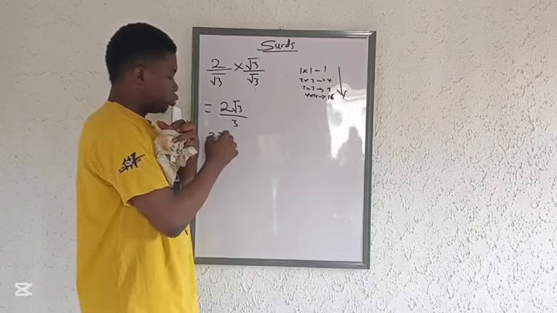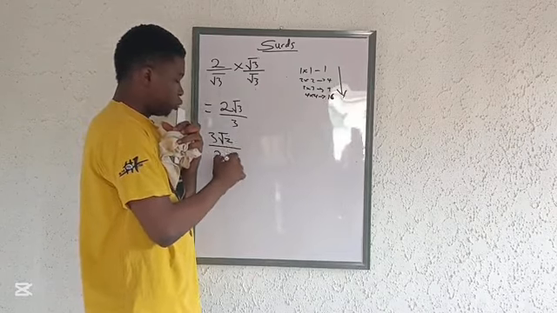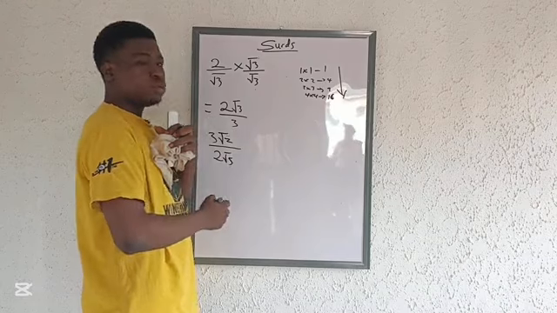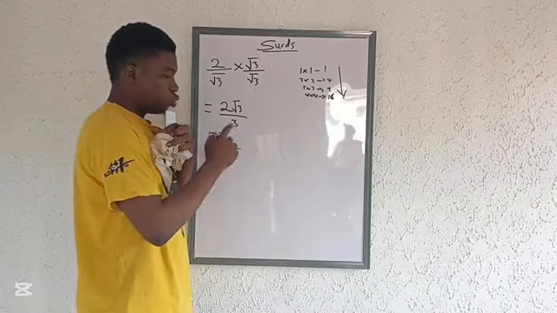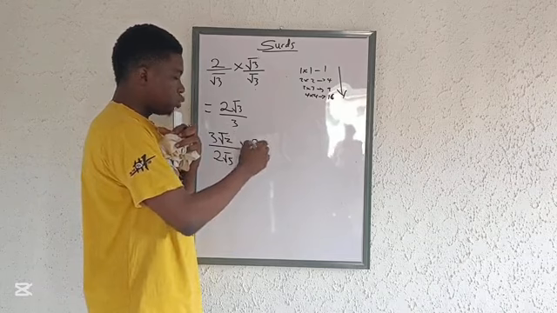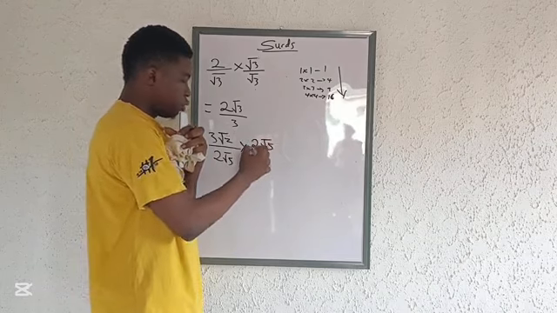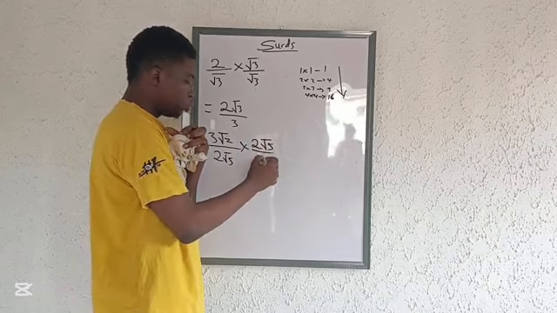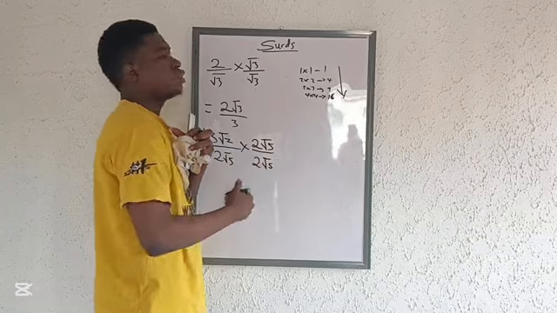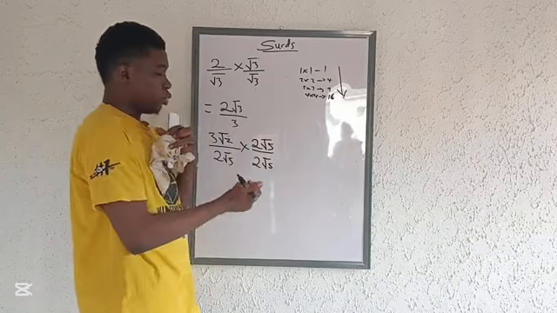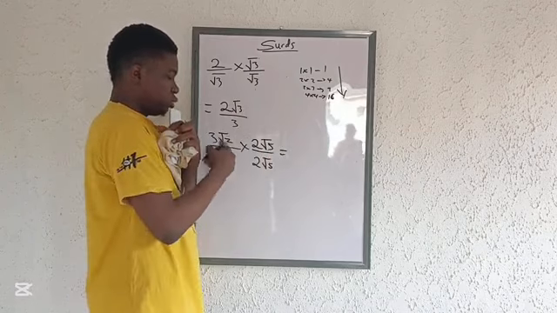So 3 root 2 over 2 root 5. How do we rationalize? What is down here? 2 root 5. So you multiply up by 2 root 5, multiply down by 2 root 5. Now this is a bit more complicated than the former one, right? Now what do we get?